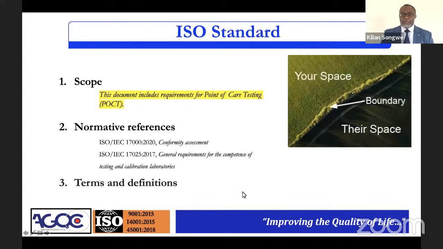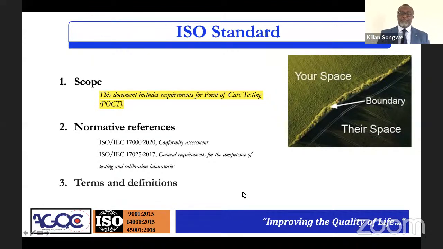So, just to open up, one of the big interesting things on the new standard is it says this document includes requirements for point of care testing. Most of you would know that point of care testing actually has a standard of its own. But now in the new standard, it has actually taken into consideration point of care. So as we work on this, you could very easily implement this at your point of care sites. It talks about the normative reference.